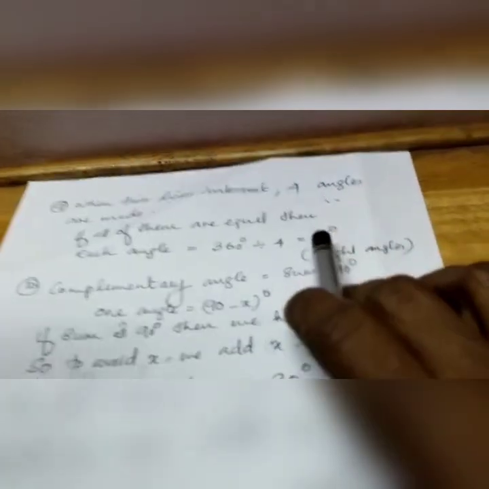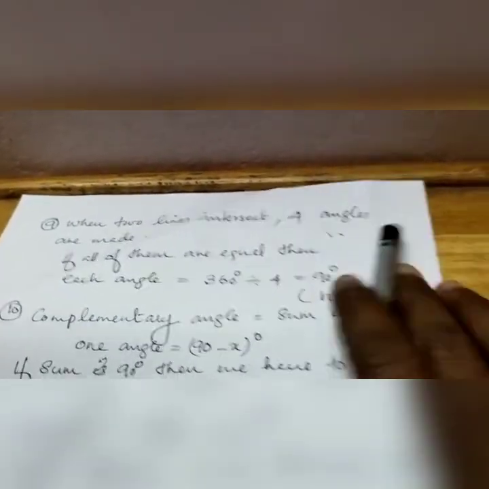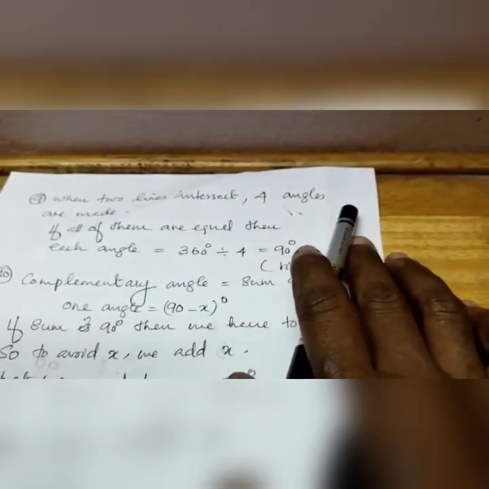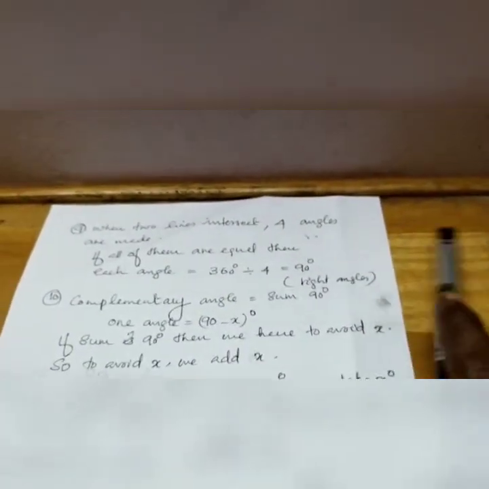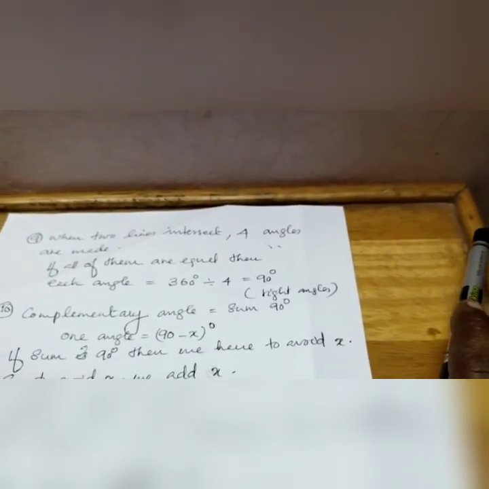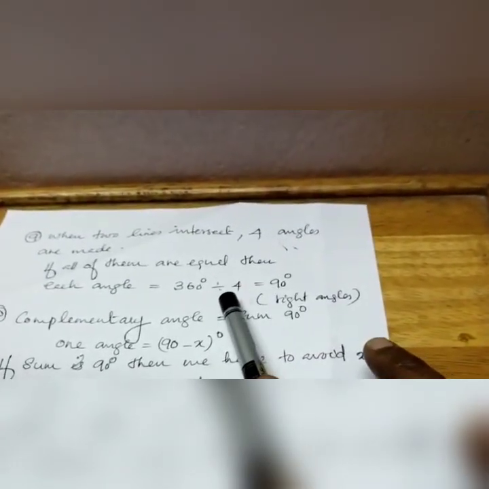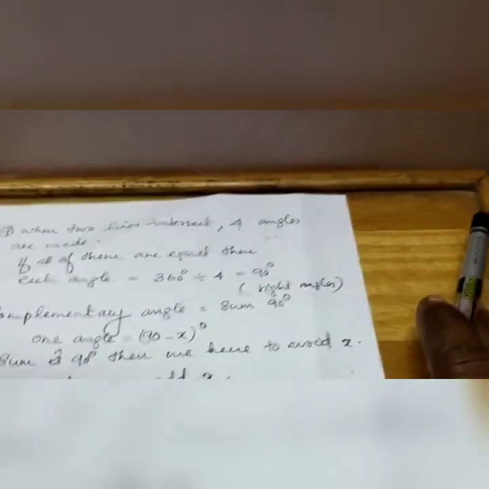Okay. Then, the 9th question. When two lines intersect, 4 angles are made. If those 4 angles are equal, what is the measurement of each? The total is 360 degrees. If 2 lines intersect, the sum of all angles is 360 degrees. If all 4 angles are equal, each angle is 360 divided by 4, that is 90 degrees. All the angles are right angles.